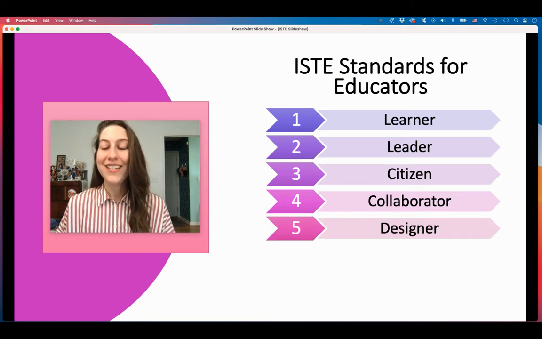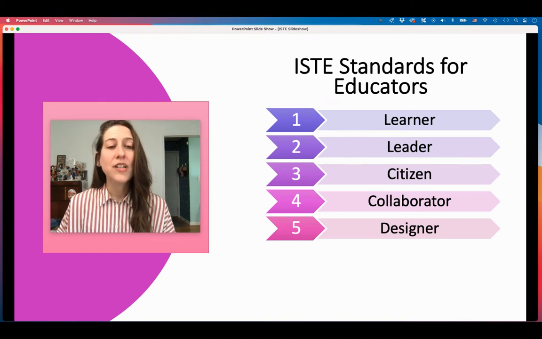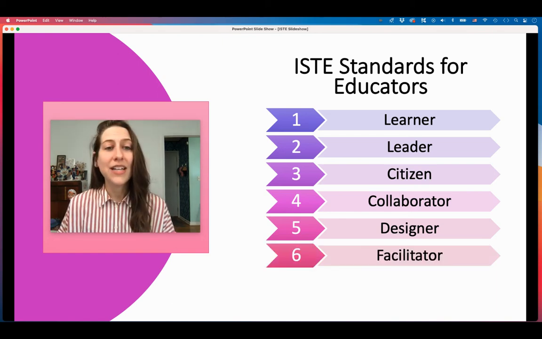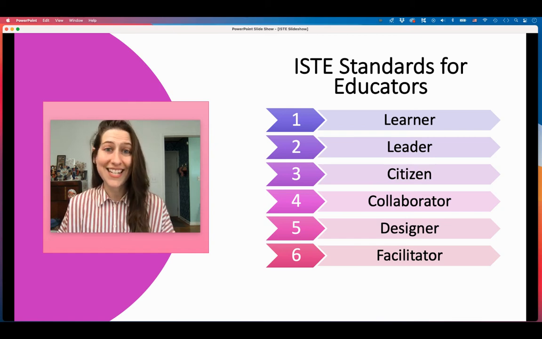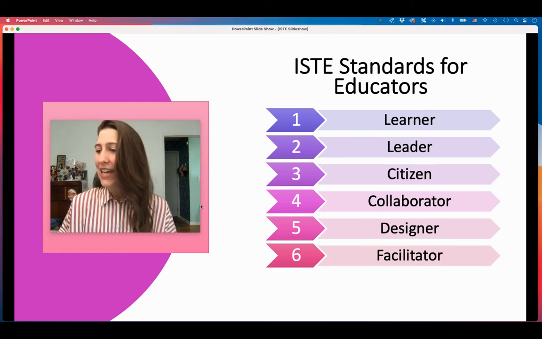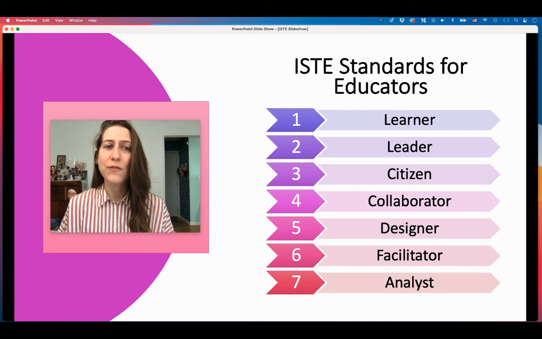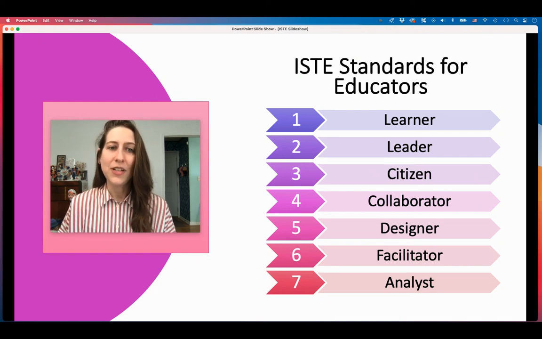The fifth category is designer. This category sees educators use technology to design educational experiences. The sixth category is facilitator. This category sees educators facilitate the success of student ISTE standards. And the final category is analyst. This category sees educators use digital tools to reflect and assess classroom data.